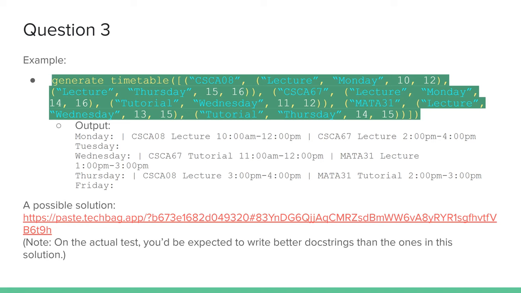So basically the output would be Monday followed by the CSCA08 lecture information, and then there will be that newline character, and then there will be the CSCA67 lecture information, because both of these classes have lectures scheduled on a Monday. And then there will be a new line followed by Tuesday's lectures, which is nothing. And then Wednesday, there will be more information about tutorials and lectures. And then Thursday, there's more information. And then Friday has nothing, because nothing's scheduled on Friday.